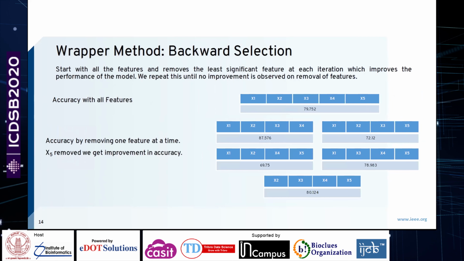The backward methodology is similar to that, but we start with all the attributes and remove one attribute at a time, which is having the least information about the particular problem at hand.